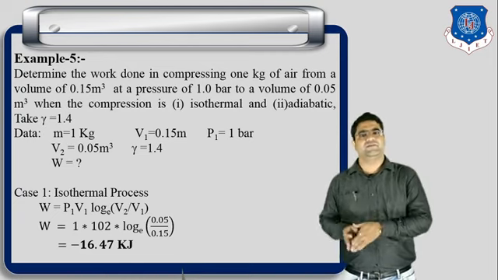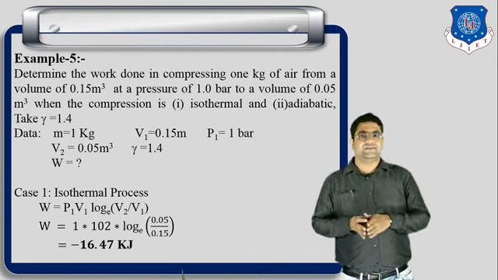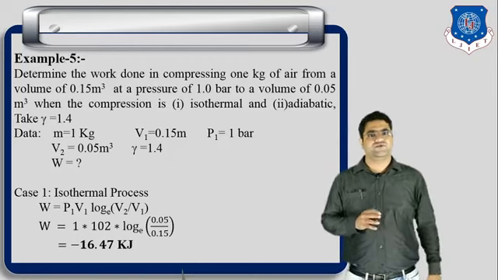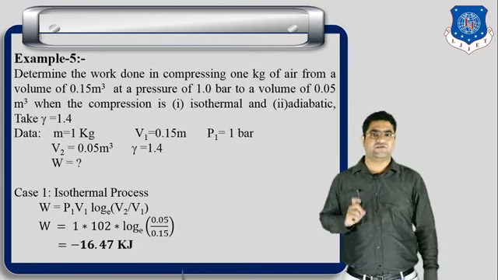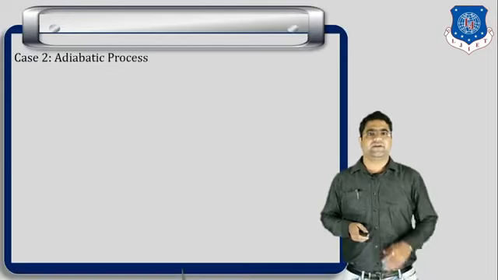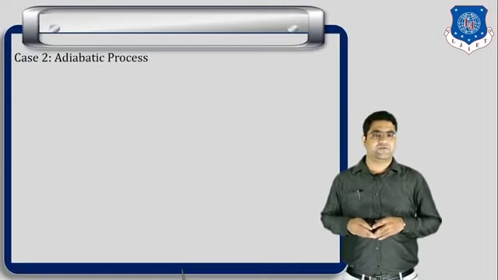So we can write W is equal to minus 16.47 kilojoule. So this is the amount of work required to compress the gas. Okay, now we are going to calculate the work done for the adiabatic process.